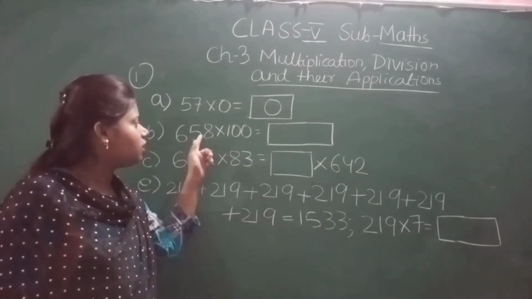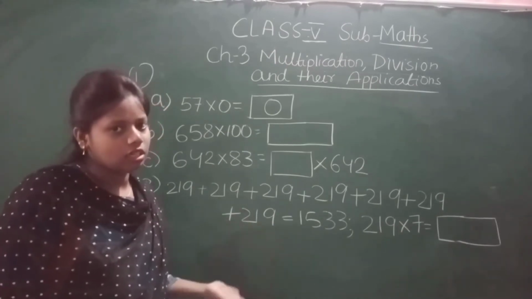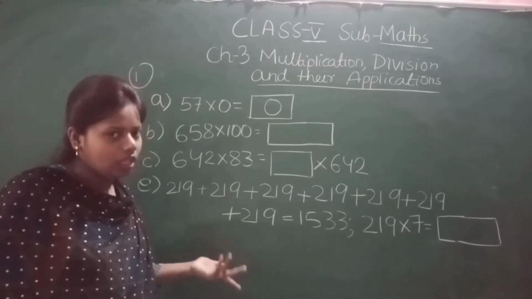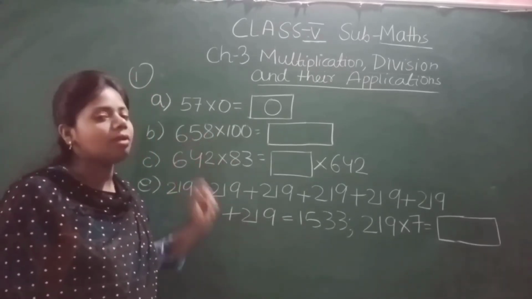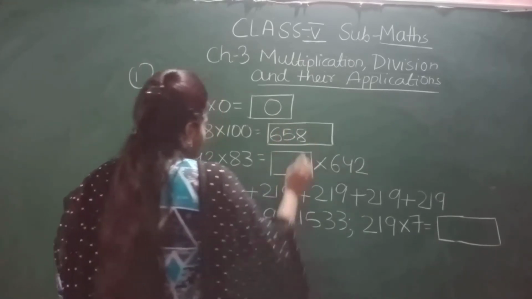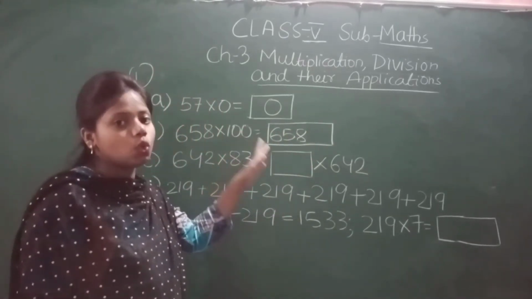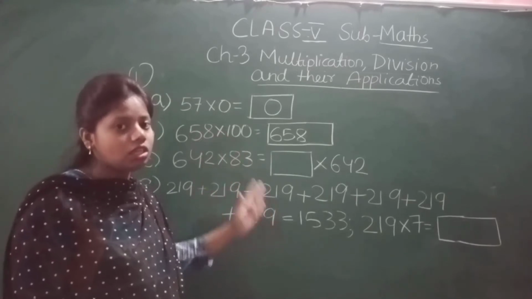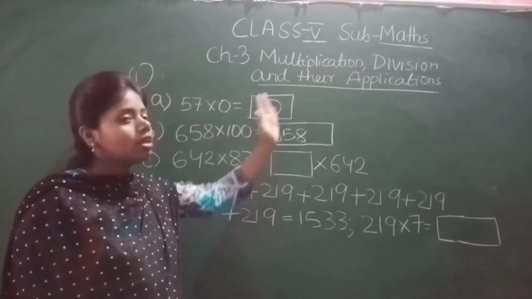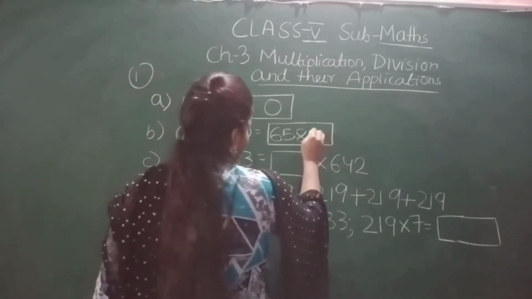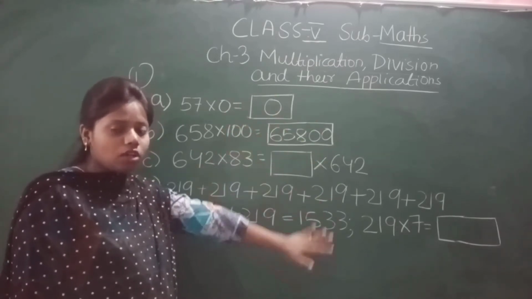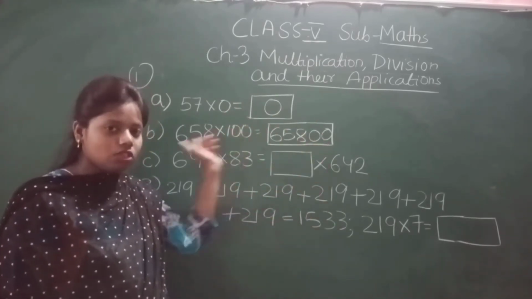So 658 into 1 will be how much? 658. Any number multiplied by 1 is the same. And how many zeros are there? 2 zeros. So we will add these 2 zeros to the right side of the number and write it here. So it has become very easy. I have not done the long column method, and I have got the answer. It was a shortcut.